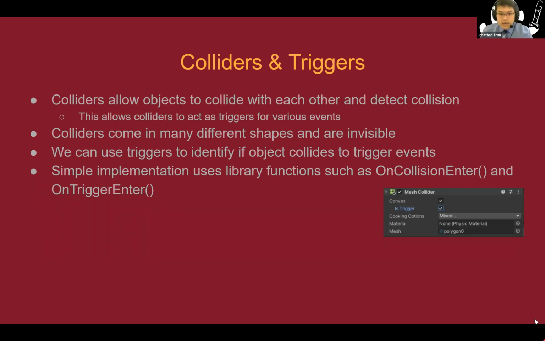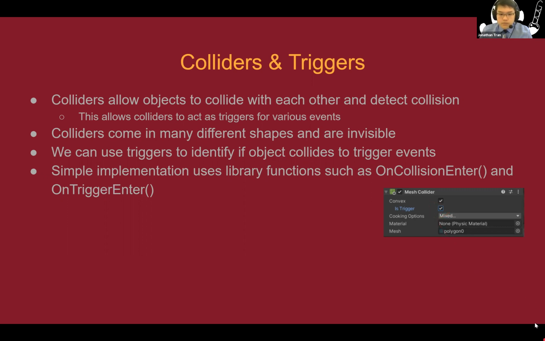And then next there's colliders and triggers. Colliders are essentially what allow different objects to collide with each other. Along with that, it allows you to detect when collisions happen, so then you can apply a function to that. So something happens when you run into an object. And then we can also use triggers to identify if objects collide to trigger events. Whenever you add a collider onto an object, there's an is trigger option that you can check and uncheck if you want.